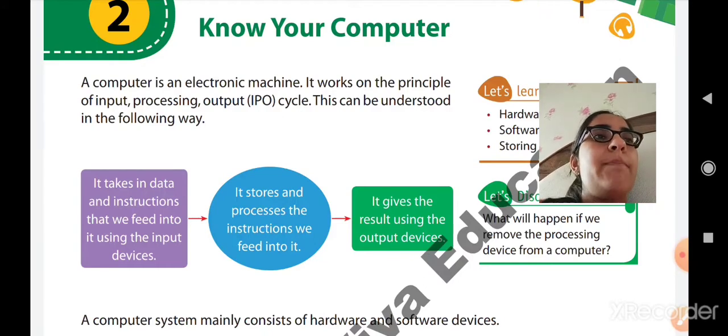It means that the user gives the input using input devices like keyboard and mouse. Then the processing is done by the CPU. And finally, the result or the output is displayed by output devices like monitor and printer. Okay, so this is the concept of the IPO cycle.